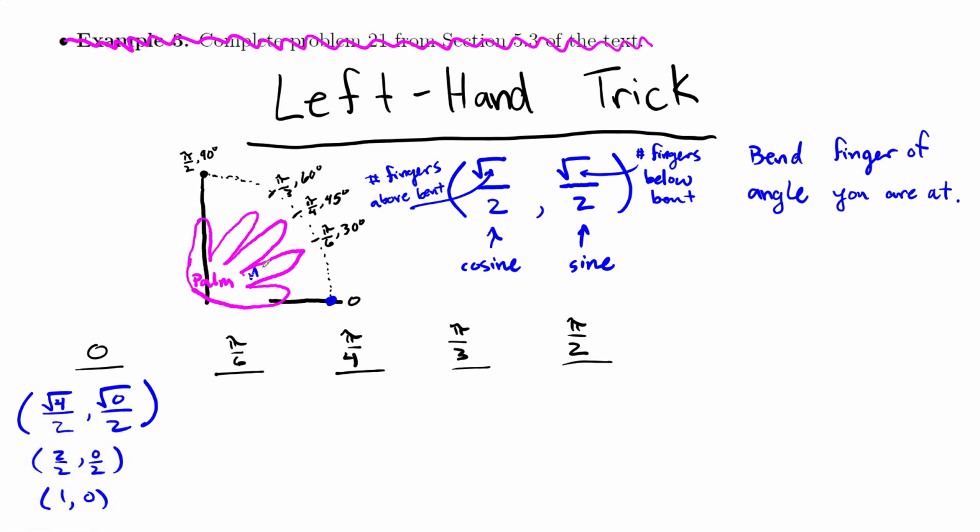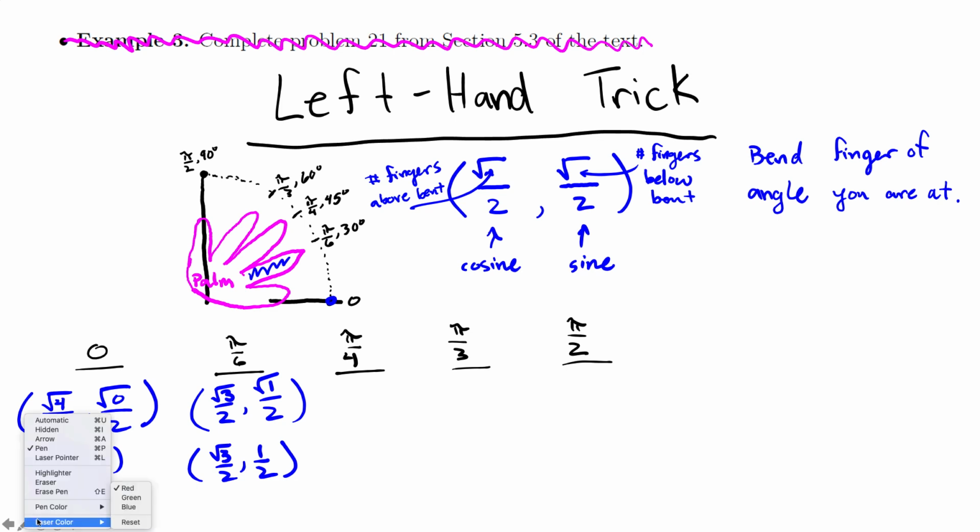So if I bend the ring finger, that would be at pi over 6. So this would be square root of blank over 2, square root of blank over 2. There are 3 fingers above and 1 below. But of course, the square root of 1 is just 1. So there's the square root of 3 over 2 as the x and 1/2 as the y that we know we're supposed to get.